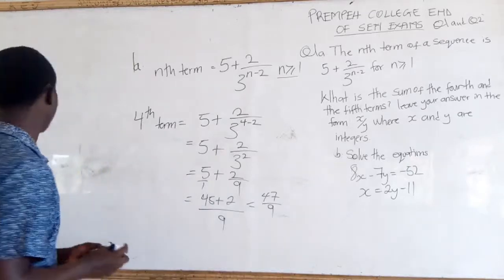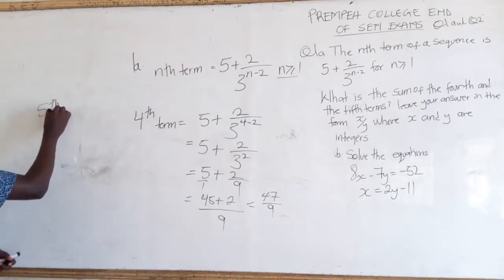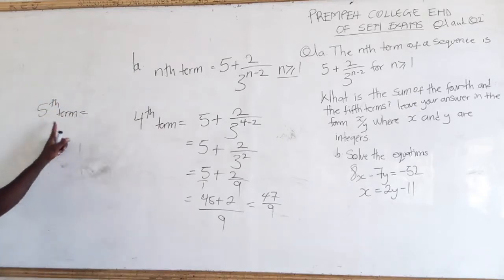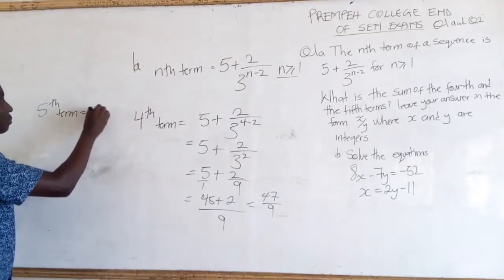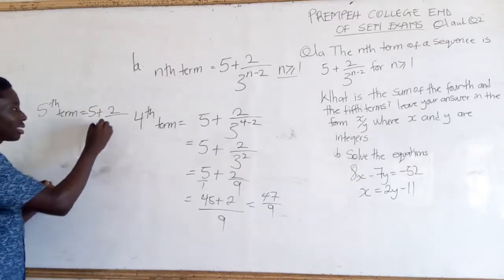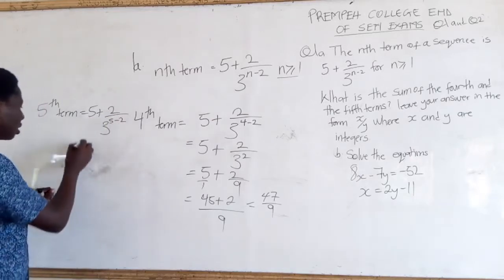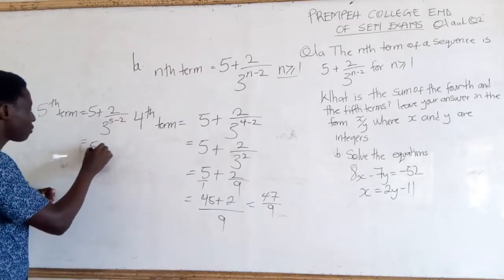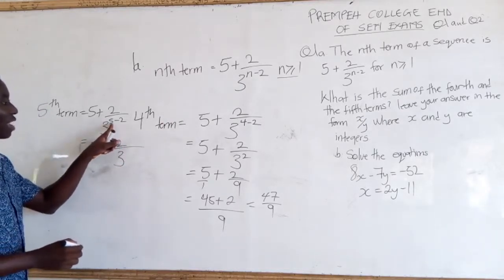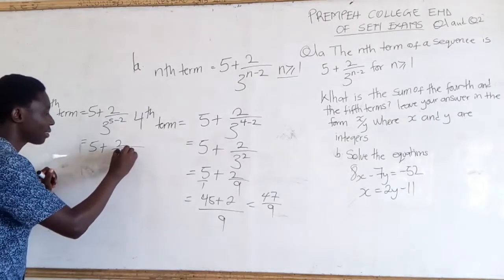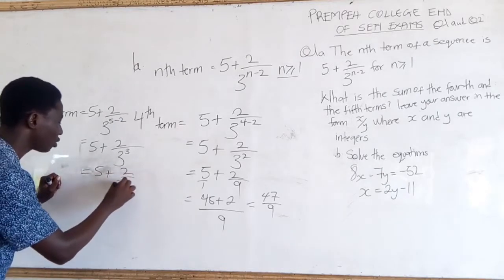So let's move on to the fifth term. With the fifth term, just as we did for the fourth term, we are just going to fix 5 in place of n. So 5 plus (2/3) exponent 5 minus 2. Now we are going to get 3. So this will equal 5 plus 2 over 27.